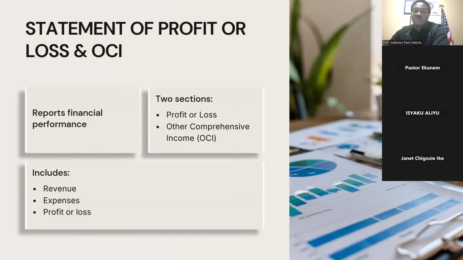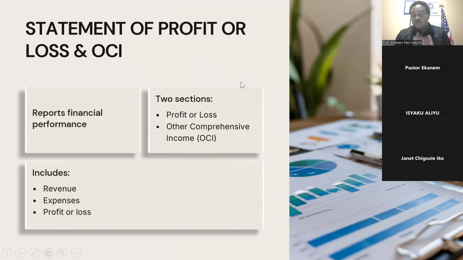Statement of profit or loss and other comprehensive income. That is the OCI here. Statement of profit or loss and other comprehensive income.